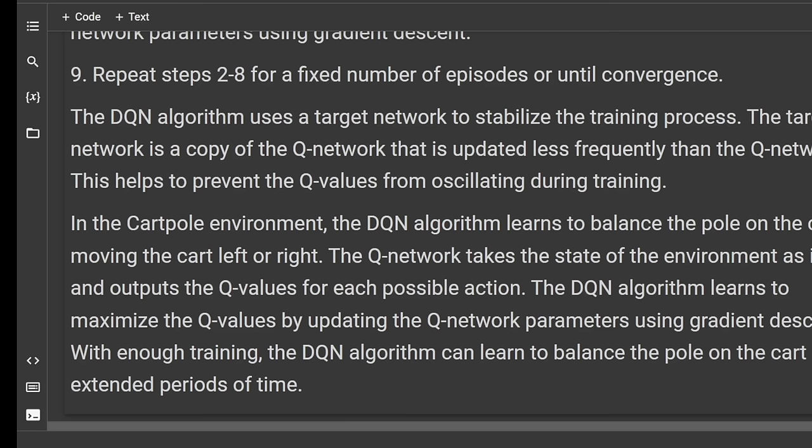In the CartPole environment, the DQN algorithm learns to balance the pole on the cart by moving the cart left or right. The Q network takes the state of the environment as input and outputs the Q values for each possible action. The DQN algorithm learns to maximize the Q values by updating the Q network parameters using gradient descent. With enough training, the DQN algorithm can learn to balance the pole on the cart for extended periods of time.